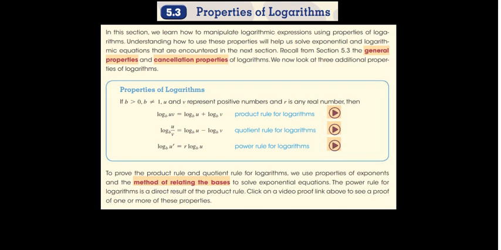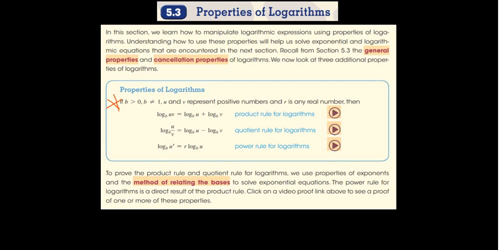All right. So, properties of logarithms. Starting here. If we have some b greater than 0, which we have to, and the base is not equal to 1, and u and v represent positive numbers and r is any real number. Again, this just sets the groundwork of what we're allowed to use.